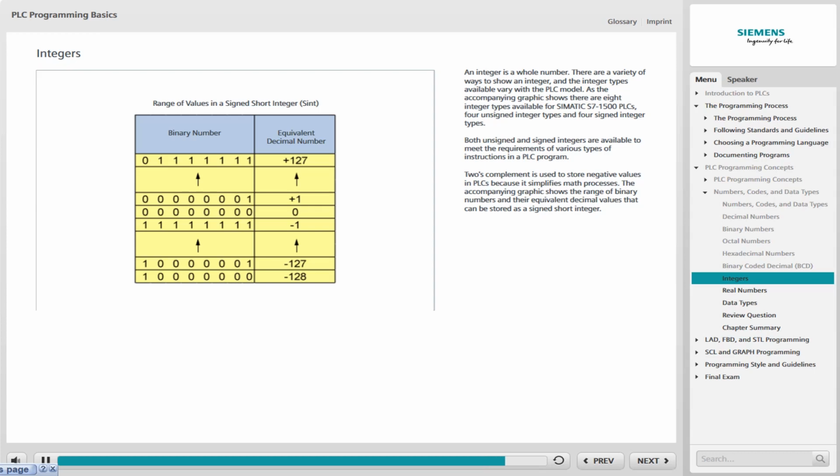The accompanying graphic shows the range of binary numbers and their equivalent decimal values that can be stored as a signed short integer.